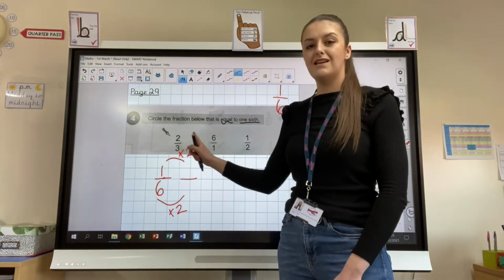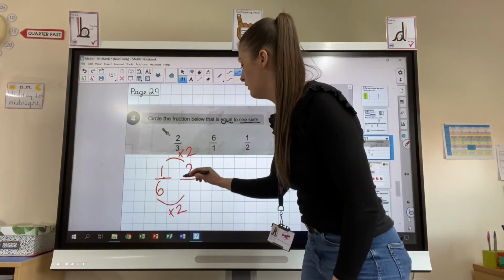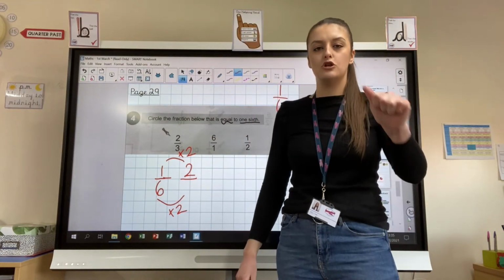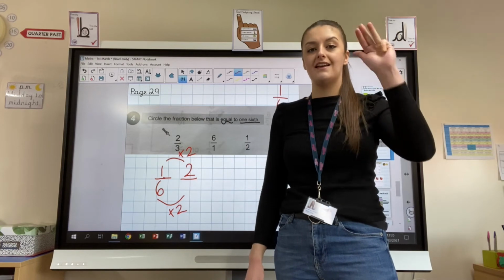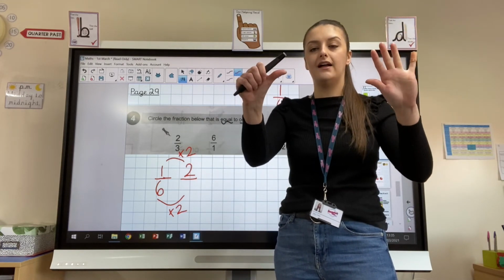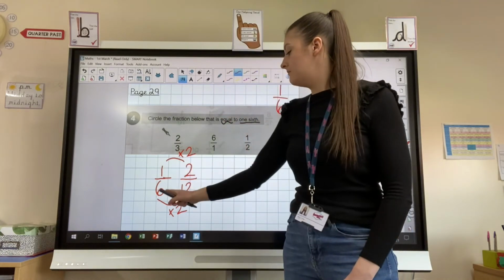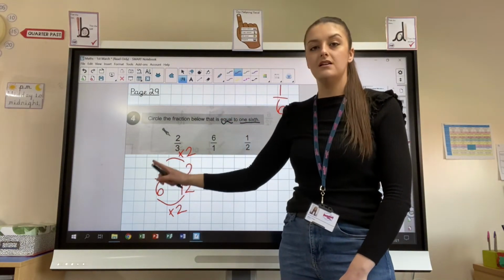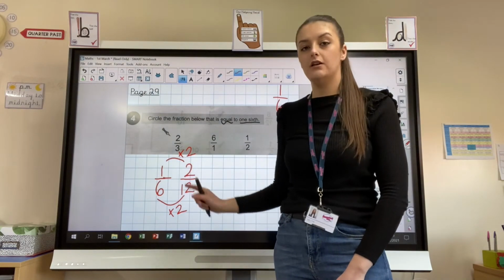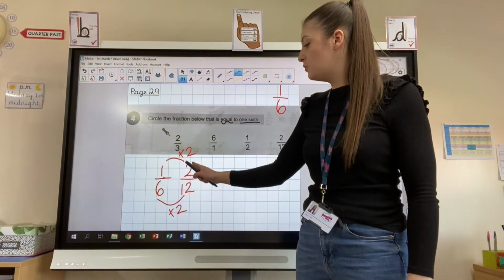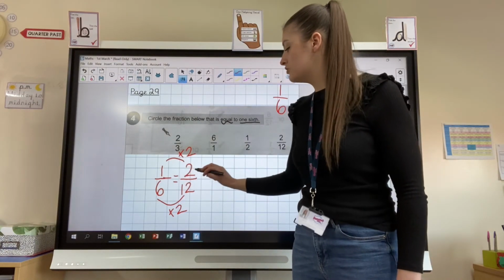So 1 times 2, I know that's 2. 6 times 2, let's count in our 2s. 2, 4, 6, 8, 10, 12, okay? So I've treated the numerator and denominator the same and multiplied the top and the bottom of my fraction by 2. And I've got an equivalent fraction to 1/6 of 2 twelfths.